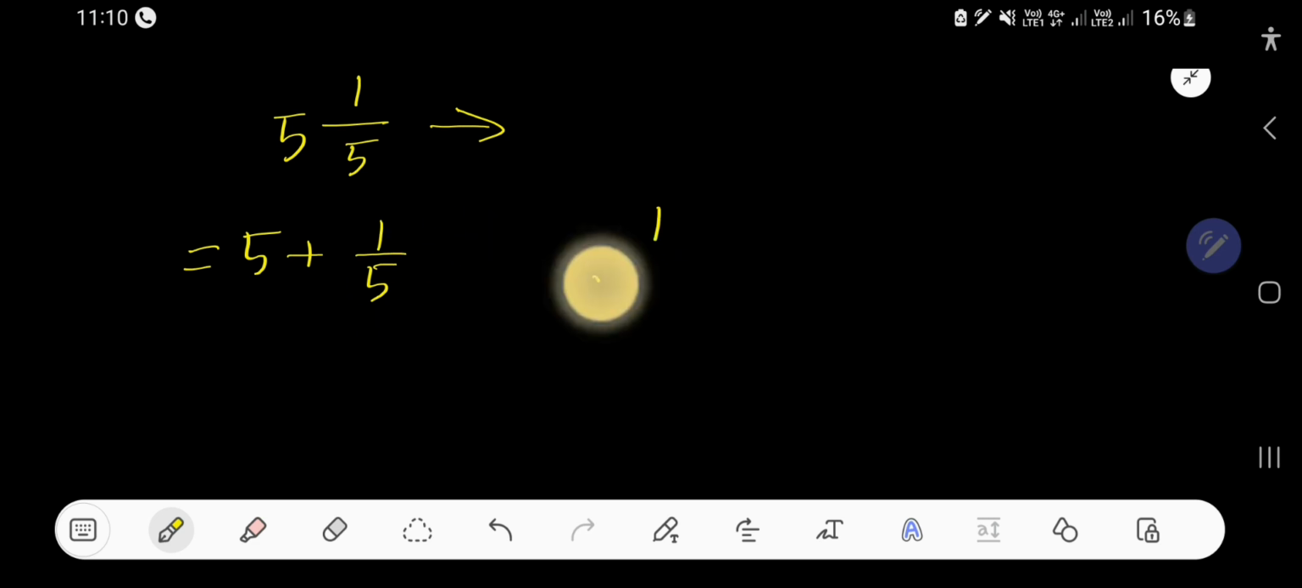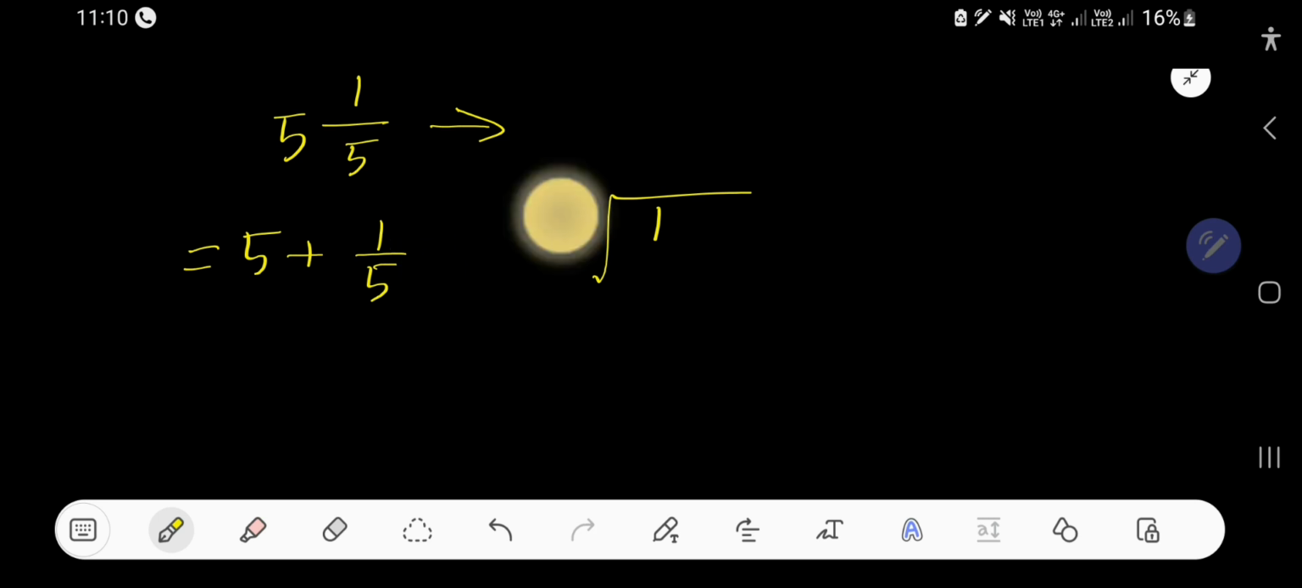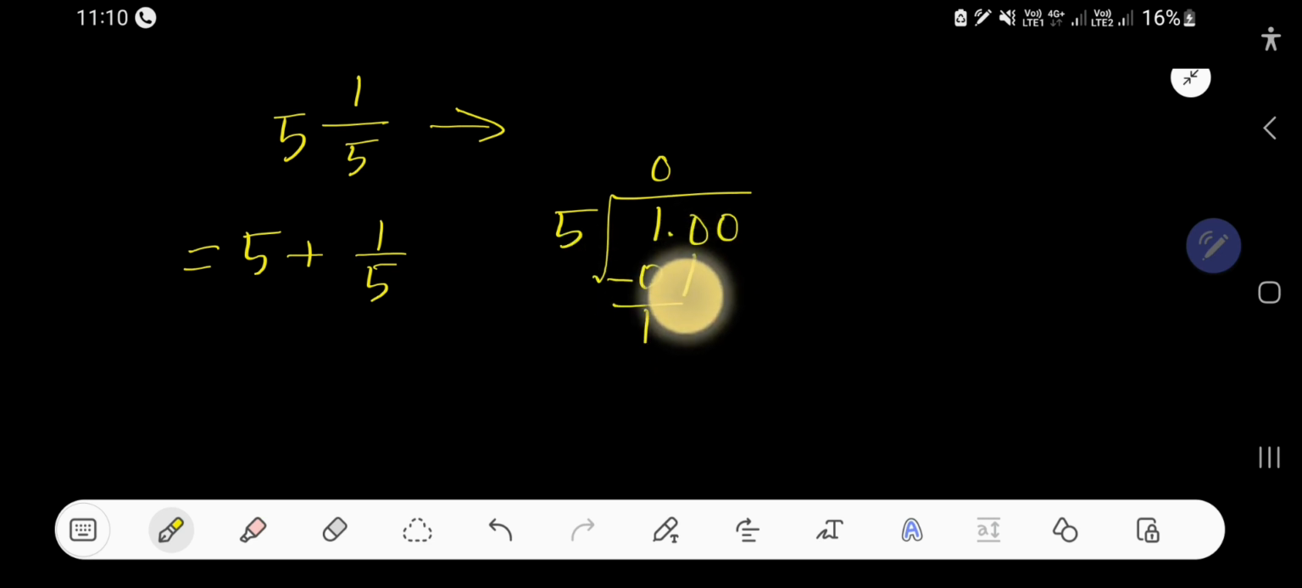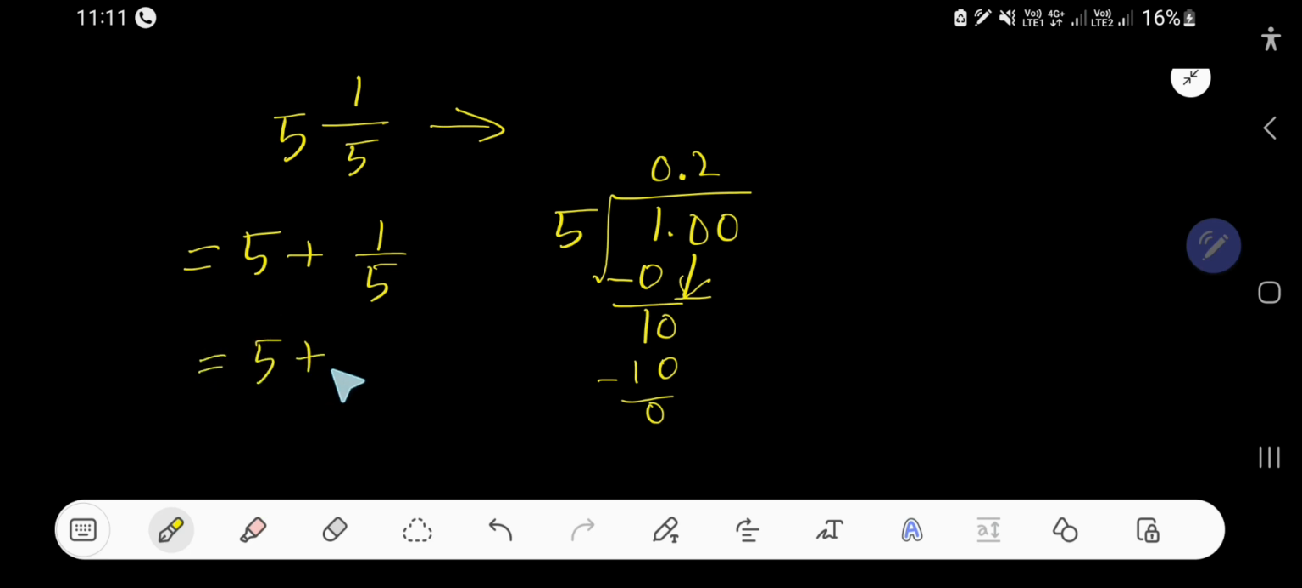So how to do that? Just divide this 1 by 5. 1 is less than 5, so take here a decimal point, convert this 1 to a decimal number. 5 goes into 1, 0 times. 5 times 0 is 0, subtract, 1, bring down the first 0, so 10. So before this 0 we have a decimal point, so the decimal point will go directly to the quotient. So 5 goes into 10 how many times? 2 times, 10, subtract, 0. So we are getting here 5 plus 0.2.